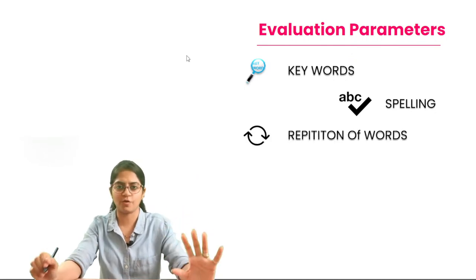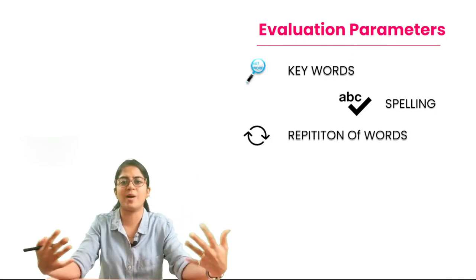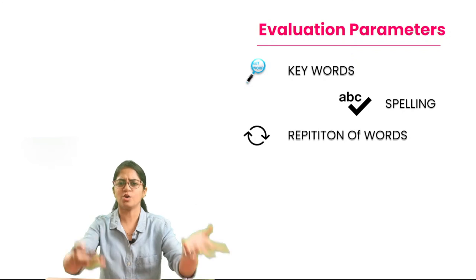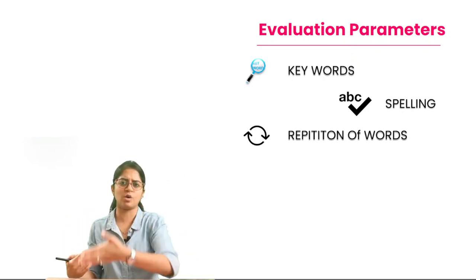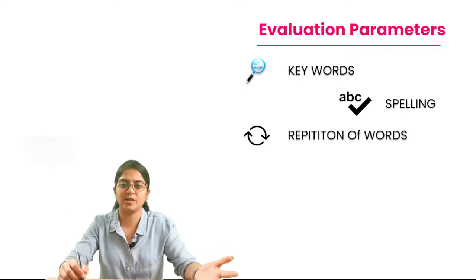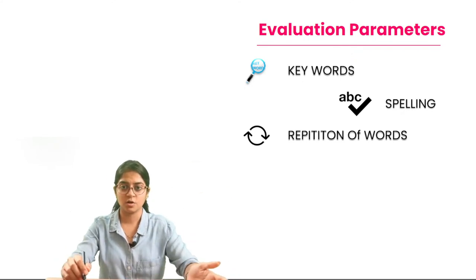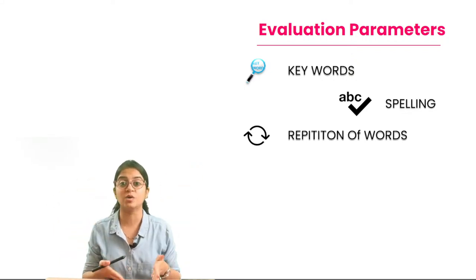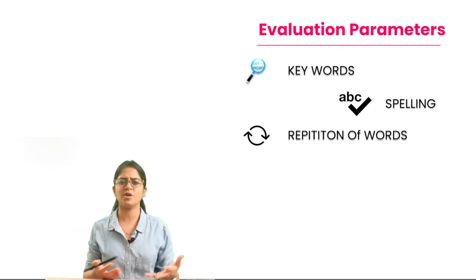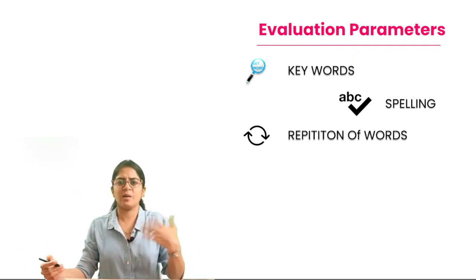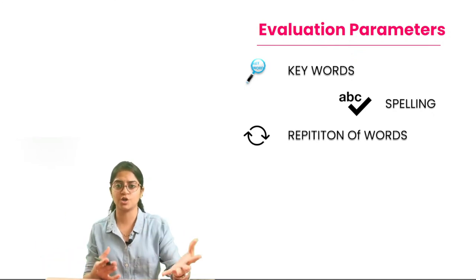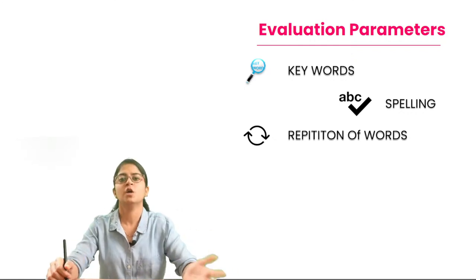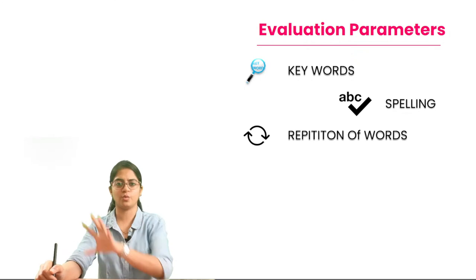Next is repetition of words. They really want to know how well you can use your diction. Suppose you are using the word important repetitively, important, important, important, maybe some 10 to 20 times in your passage. Here you have reduced the quality of your words and your keywords. Instead of important, you can explore new vocabulary: important, essential, crucial. These are synonyms, so try to explore and use these kinds of vocabulary. The software will search for repetition of words.